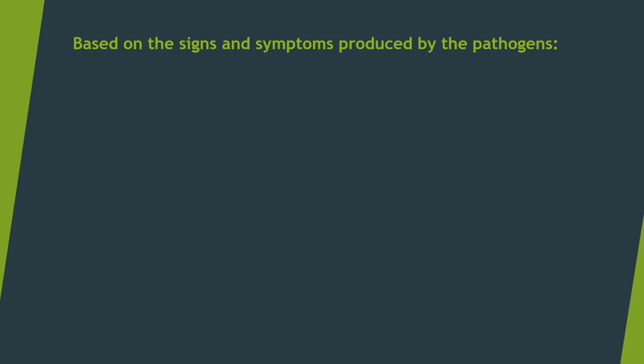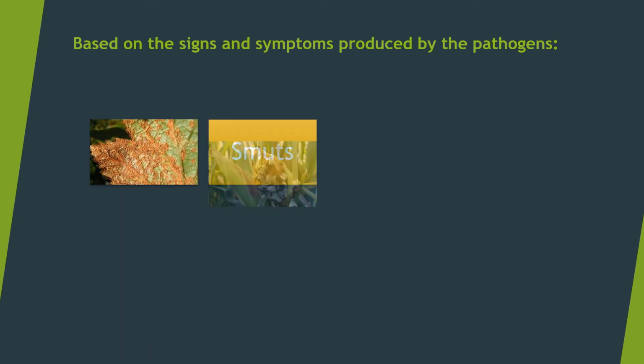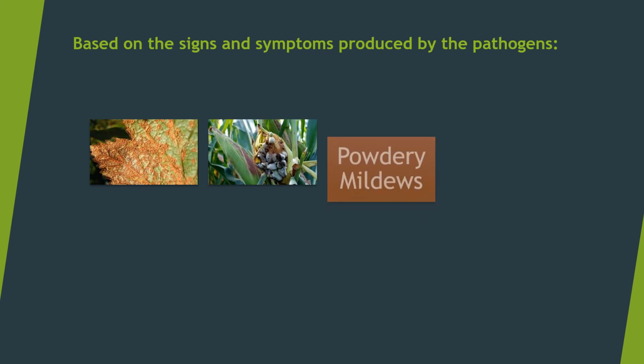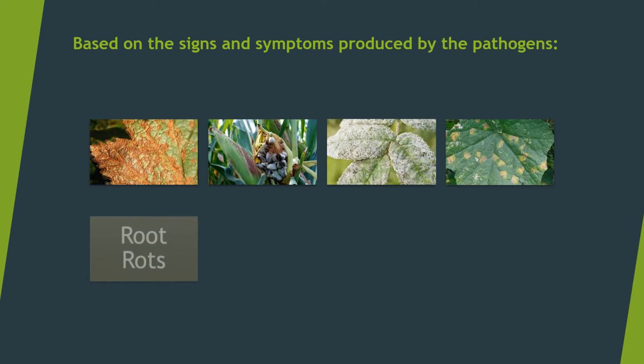Now, based on the signs and symptoms produced by the pathogen, there are several diseases which are classified accordingly. Rust, which makes a typical rust appearance like this. Smuts, like this. Powdery mildews, we can see powder-like fungi on the leaves. Downy mildews, patches, and when we invert this leaf we will see the fungi.